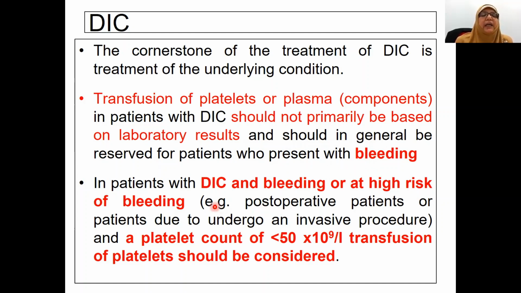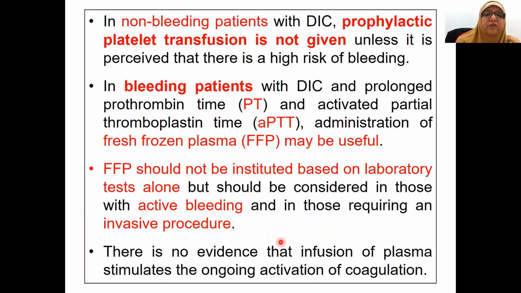In patients with DIC who are bleeding or at risk of bleeding, for example going for surgery, post-operative, or for an invasive procedure, then you would want to maintain the platelet count above 50. So the platelet transfusion trigger will be 50 and less. In non-bleeding DIC patients, prophylactic platelet transfusion is not given, unless the patient is having infection, for example.